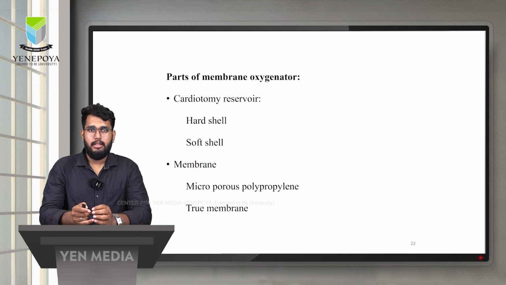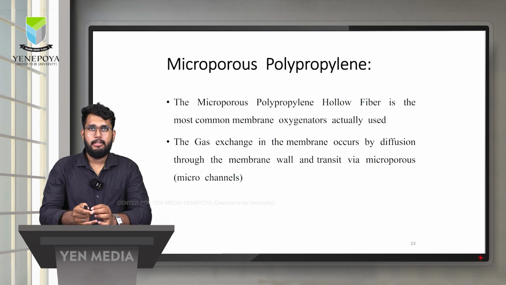The most commonly used membranes are the microporous polypropylene membrane and the true membrane. So coming to the microporous polypropylene membrane. The microporous polypropylene hollow fiber is the most common membrane oxygenator used. The gas exchange in the membrane occurs by diffusion through the membrane wall and transit via the microporous channel.